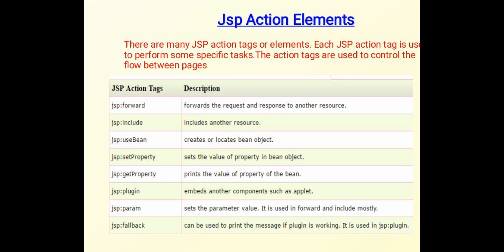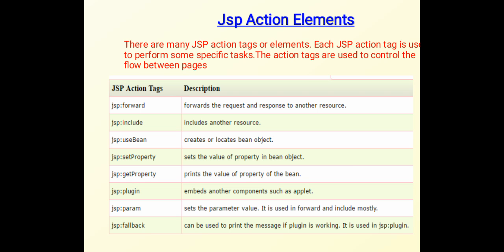Forward is used to forward the request and response to another resource. Include is used to include another resource. Use bean is used to create or locate a bean object. Set property is used to set the values of a property in the bean object. Get property is used to print the value of a property of the bean. Plugin is used to embed another component such as applets. Param is used to set the parameter value. It is used mostly in forward and include.